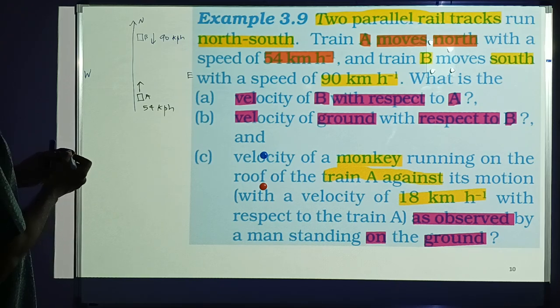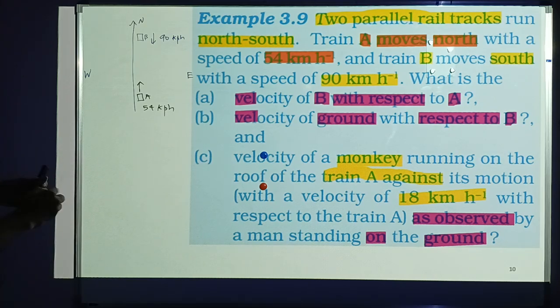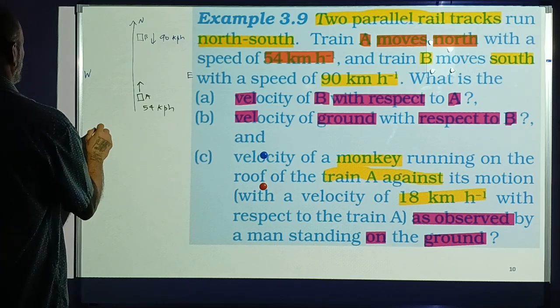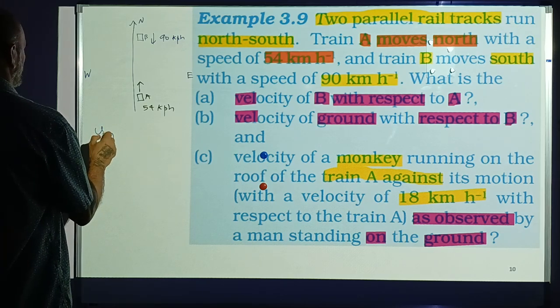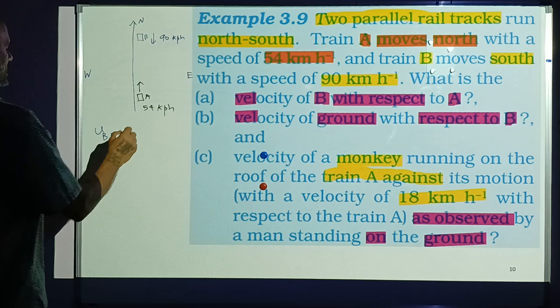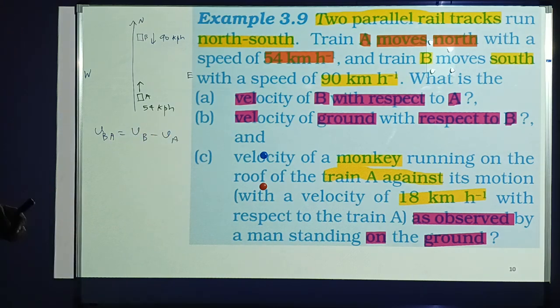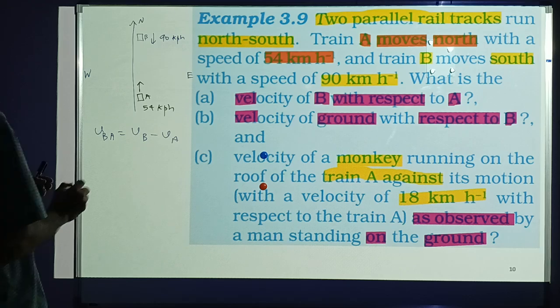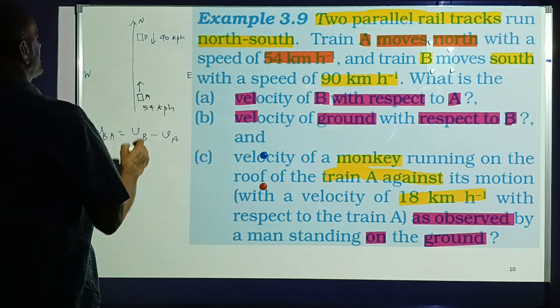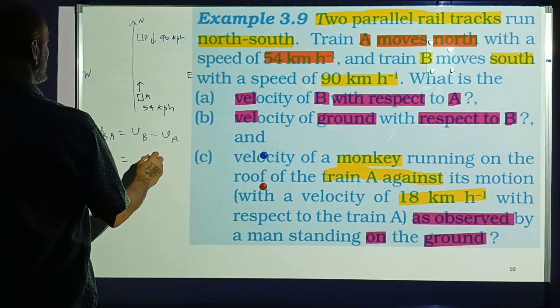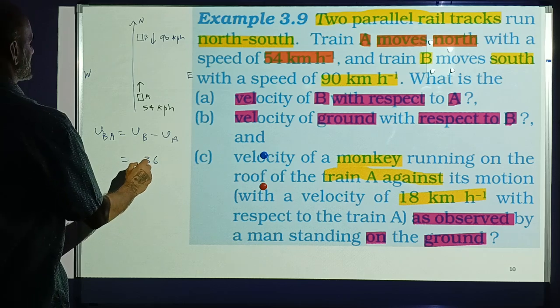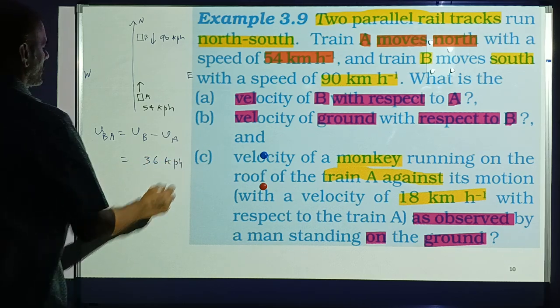So you have to find velocity of B with respect to A. So what is the reference that has to be subtracted? It is VB minus VA, by definition of relative velocity. Velocity of B is 90 kilometers per hour. So 90 minus 54 is 36 kilometers per hour.